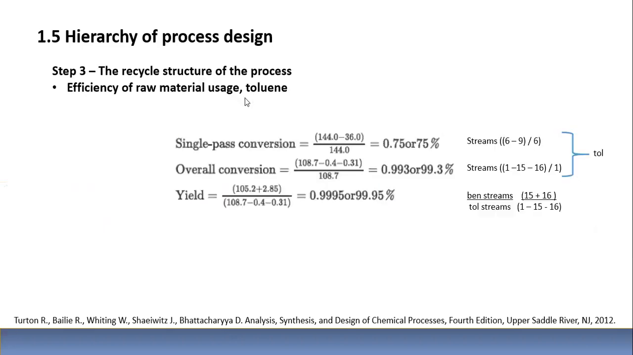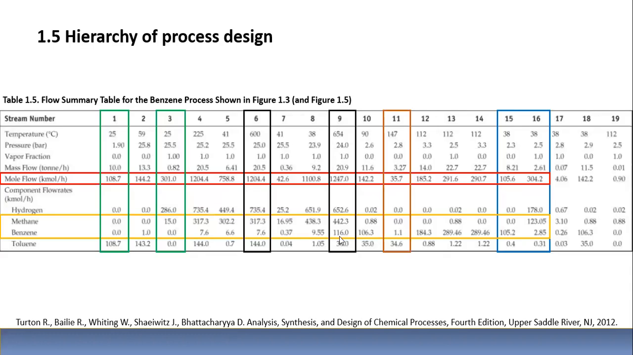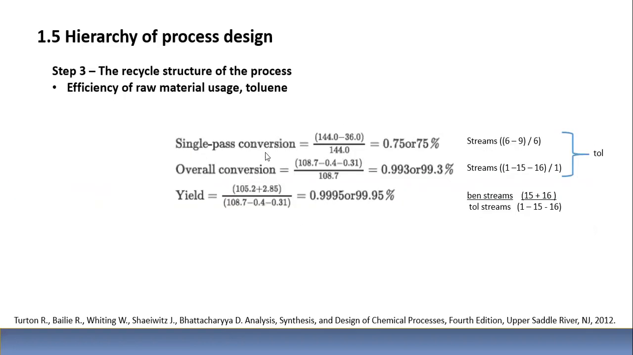That's what we see. So for toluene, if we do a single pass conversion, we take into consideration streams 6 and 9, stream 6 minus stream 9, divided by stream 6, is what we will have here. The single pass conversion, the one-time conversion, will be 75%.